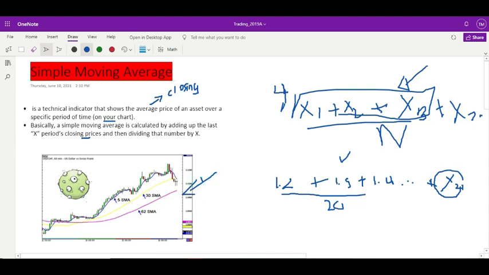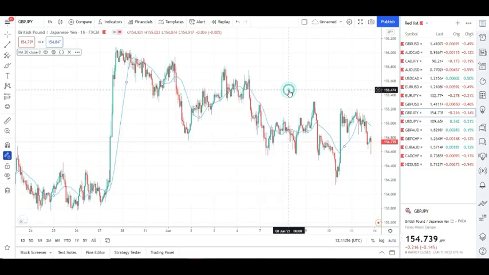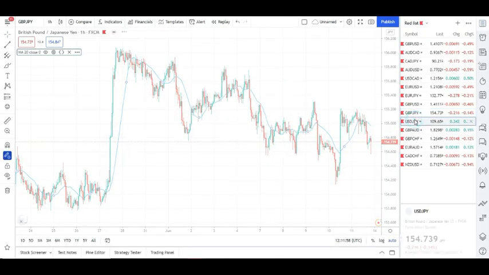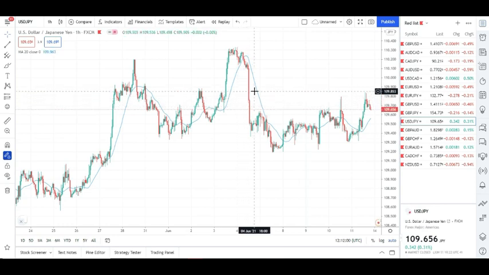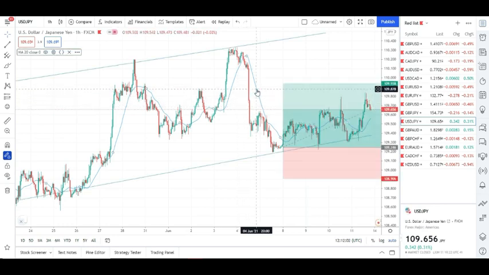That's how we use the simple moving average. You need to take note of this. You can change the color of the moving average. You can double click and change it as you want. So that's your moving average for you. So what else?